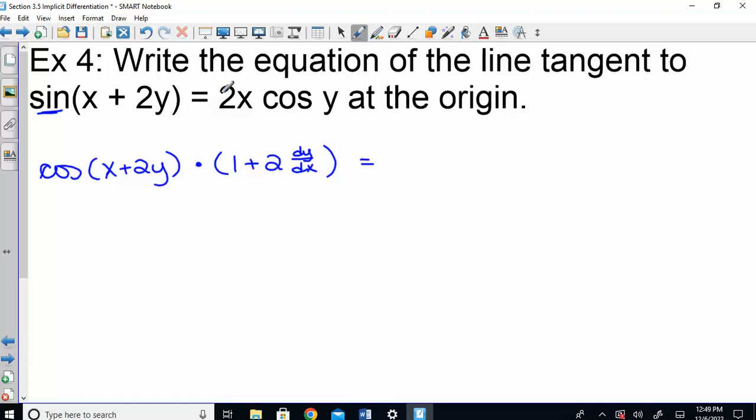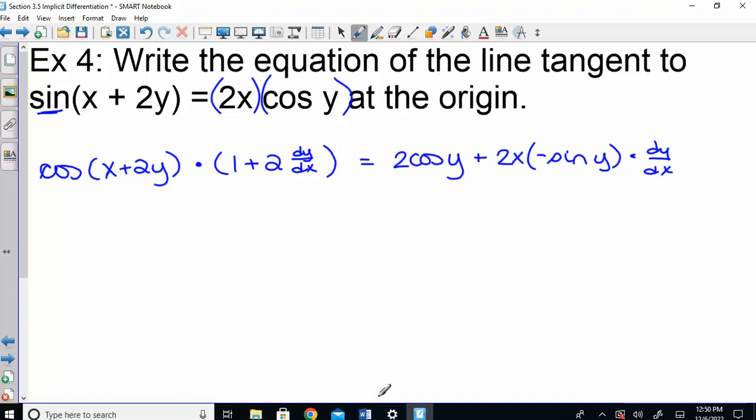on the right. What am I going to have to do? Product rule. So derivative of the first, derivative of 2x is 2 times the second plus the first derivative of the second. So derivative of cosine is negative sine. Inside stays the same times derivative of the inside. Derivative of y is dy dx.